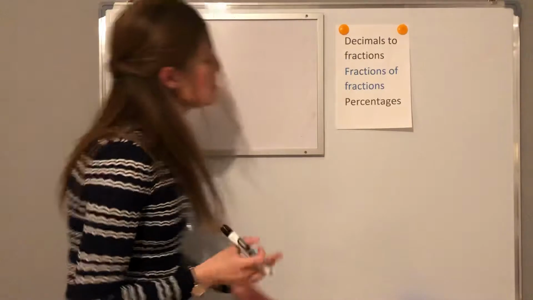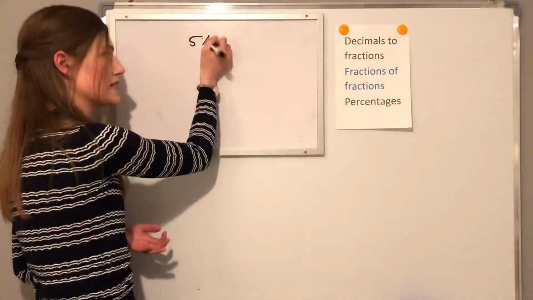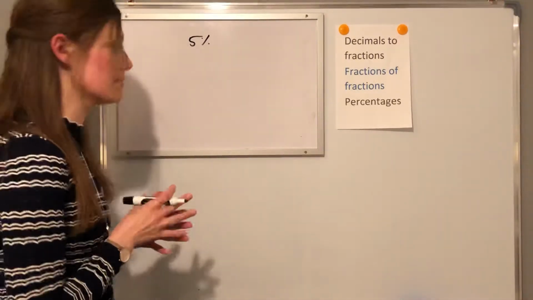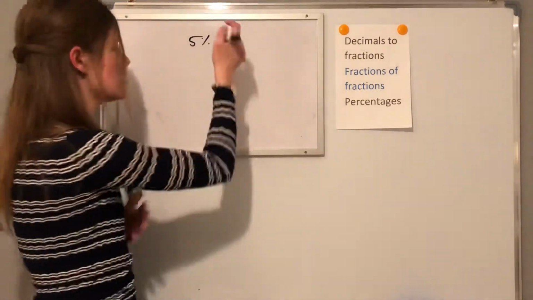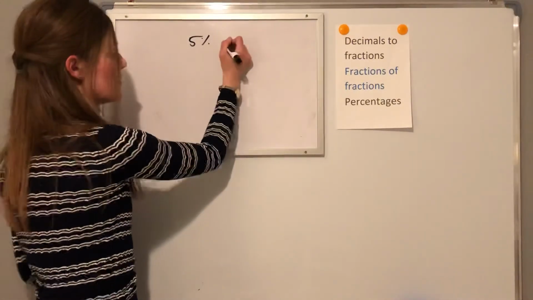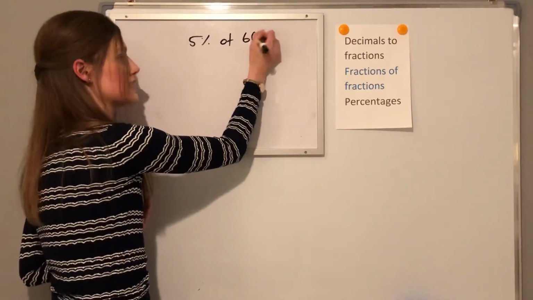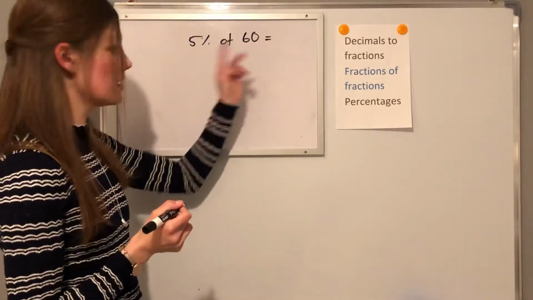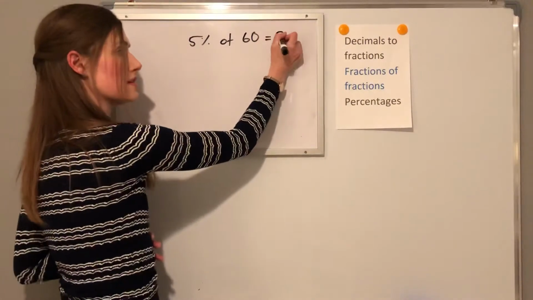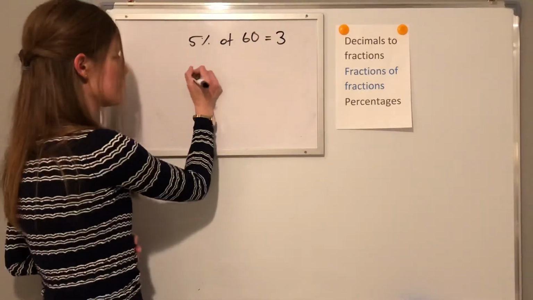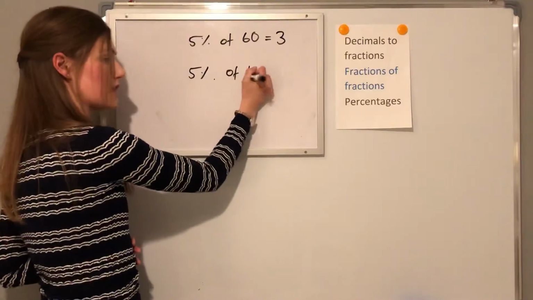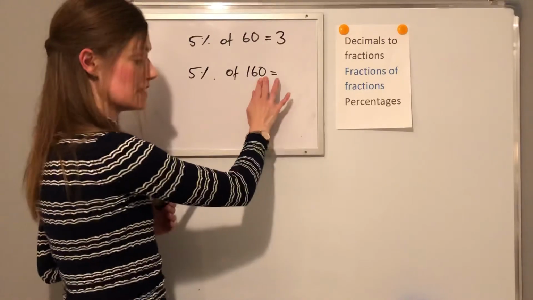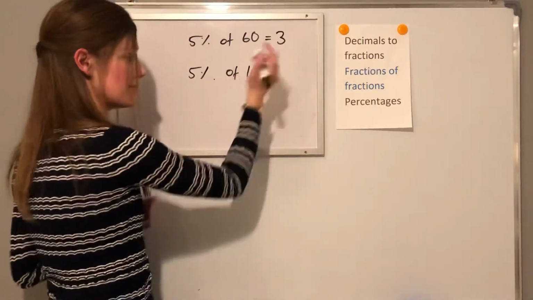You'll also need to know percentages like 5%. Now 10% can help you do that as well. If you know what 10% of a number is, you can just half it to find 5%. So 5% of 60. We know 10% is 6. Chop it in half makes 3. What about 5% of 160? 10% is just 16. Chop it in half, 8.